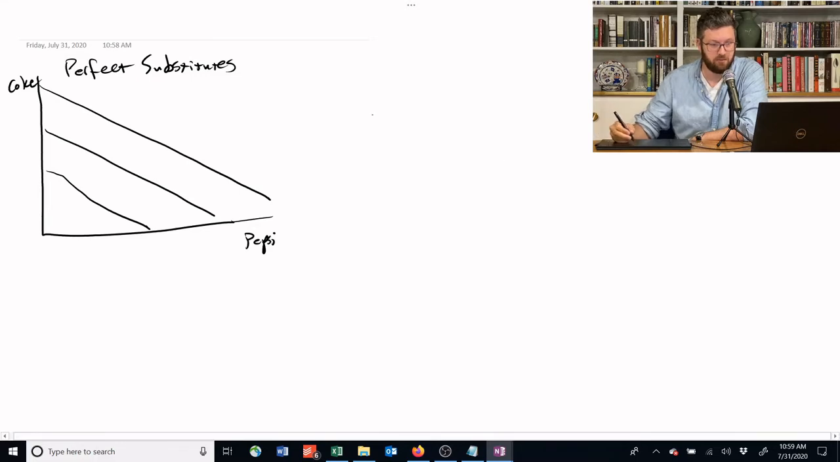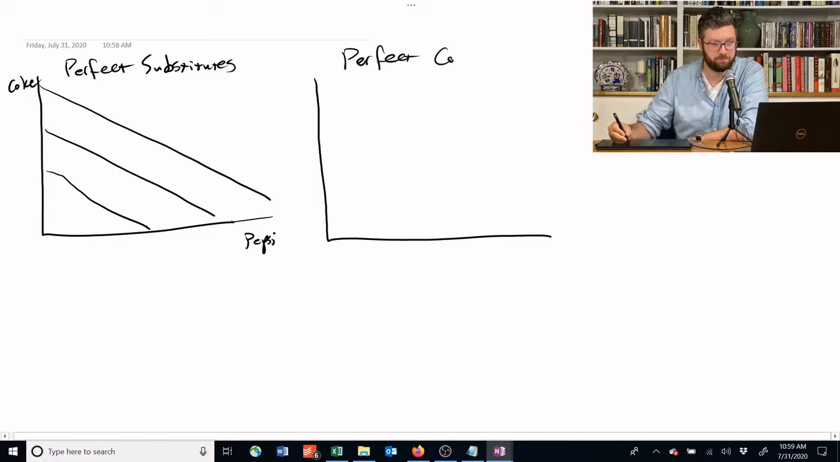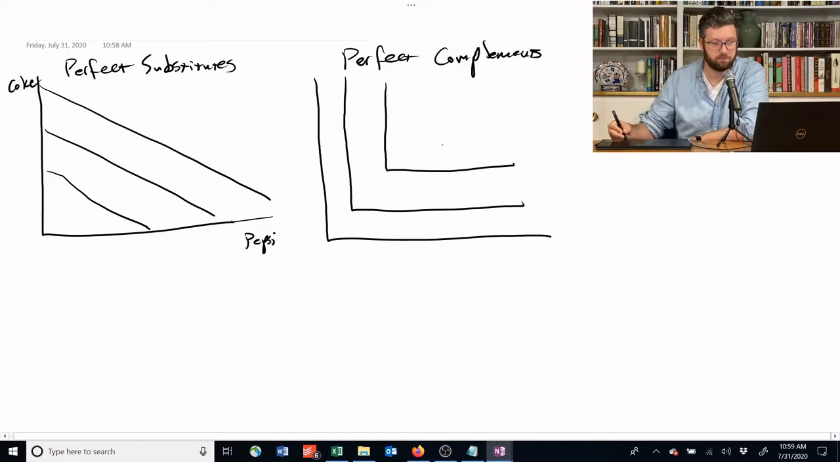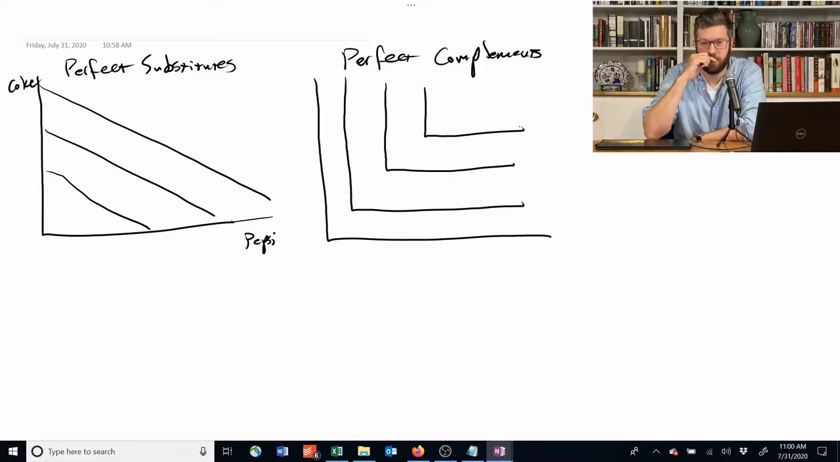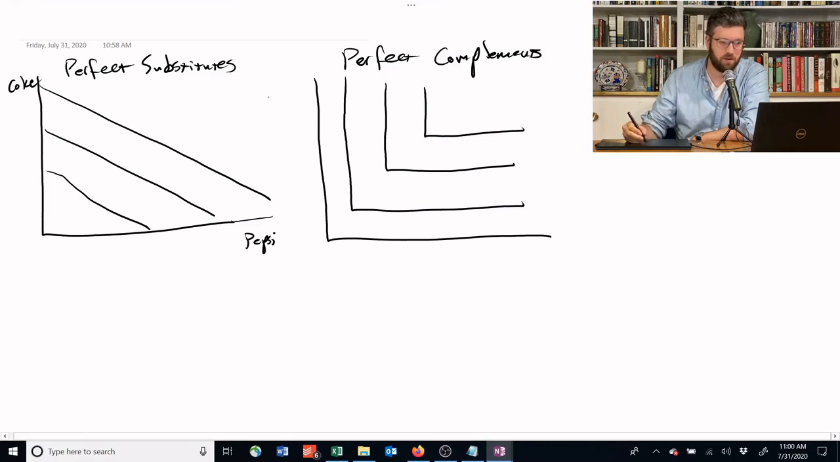On the other side, we could have somebody who has preferences like this: perfect complements. They're characterized by right angle indifference curves. So as not straight as possible, they actually make a 90 degree turn. Some examples for this might be left shoe, right shoe, as I said in an earlier video.